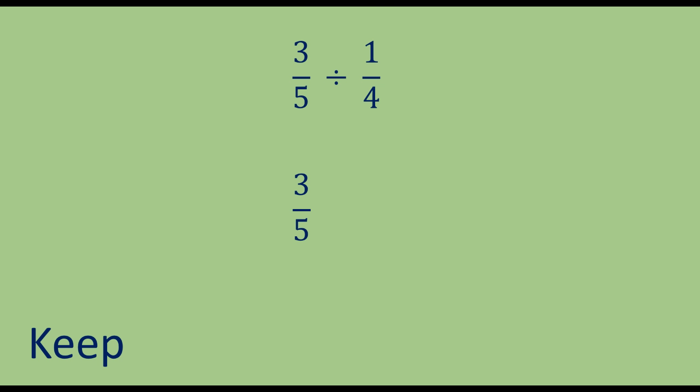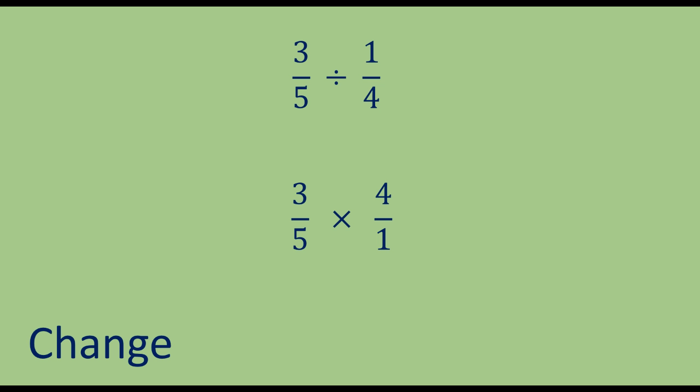Remember our KFC? Keep the first one the same. Nothing's happening with that 3/5, okay? We keep that as 3/5. But the 1/4 we flip. So when I say flip, I mean we change the numerator and the denominator over. So 1/4 now is 4/1. Finally, I change the sign. So that divide is now a times.